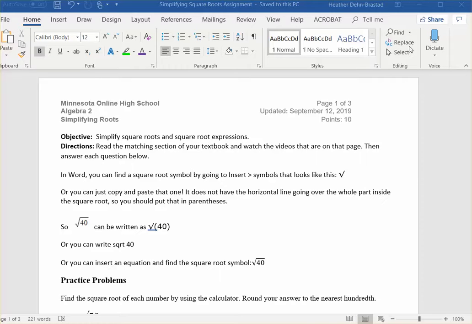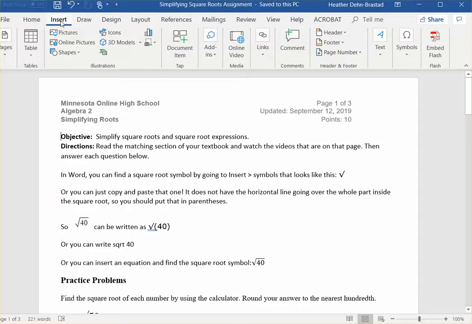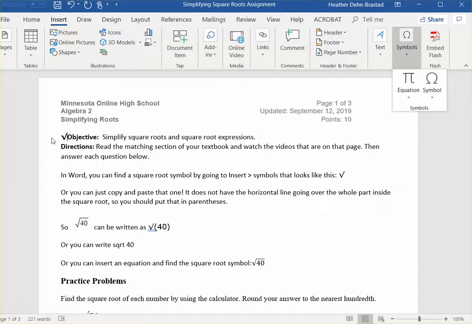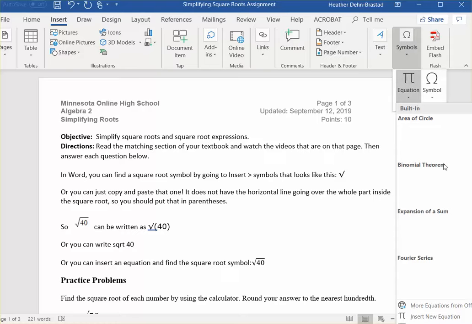So if you go to Insert, and then Symbols, you can find a square root symbol. It's this one right here. You can then write the symbol and then put what you want to take the square root of after it. It's a good idea to put parentheses around that. You can also make an equation. Those are really nice, but you might not want to mess with that.